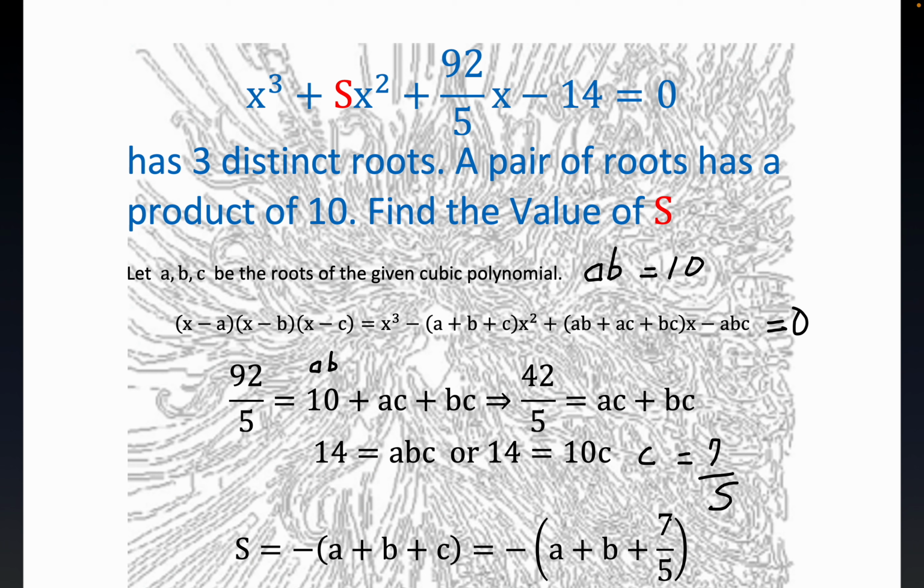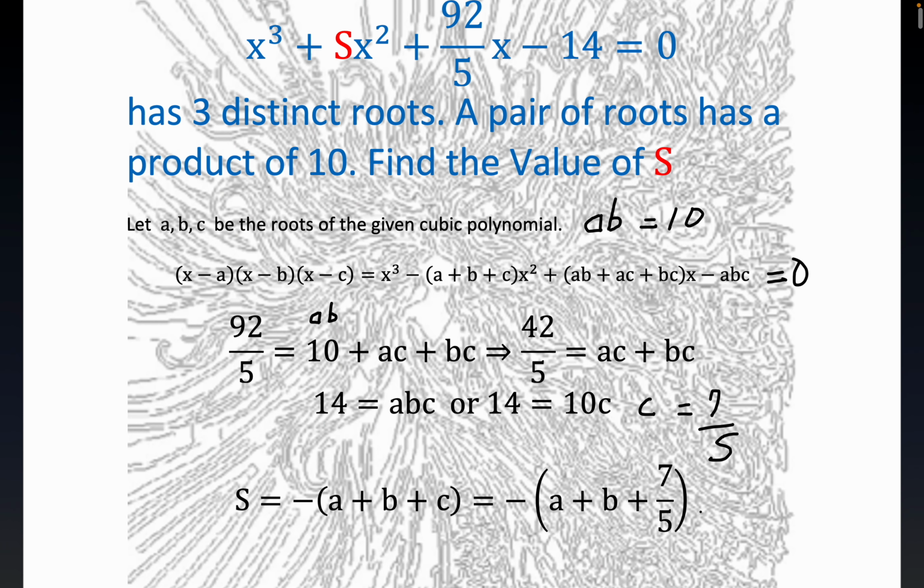Okay, now S, here's S, x squared, and then here's minus a plus b plus c x squared, so we can equate S with the negative sum of the roots. All right, now c is equal to 7/5 as we've seen, but notice that right up here we can write this as c times a plus b. Factor a c out and we have c times a plus b.